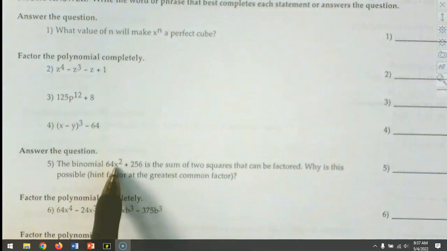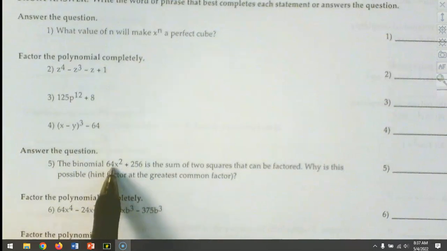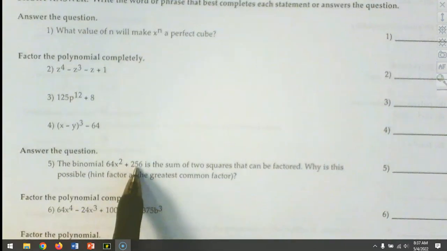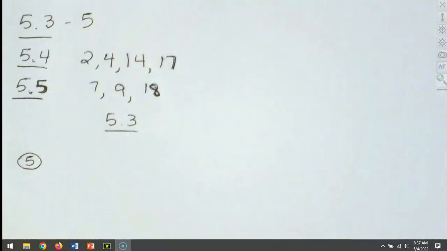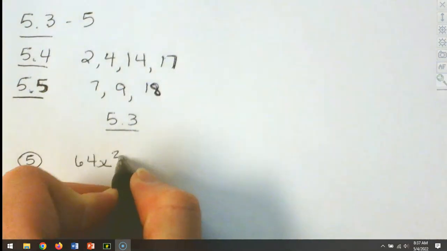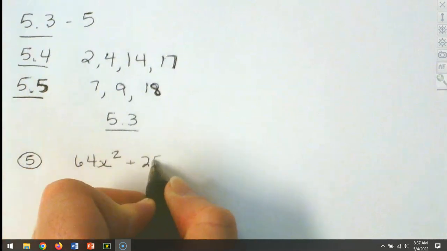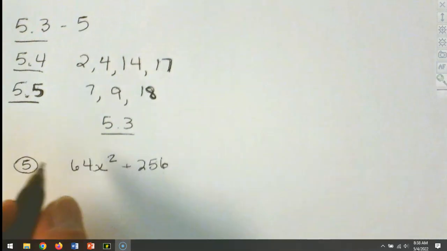So we need to look and see if something's in common. So we want our greatest common factor. Now, when we look at 64 and 256, we need to see if we can factor something out first. We can't factor it as a sum of squares, because sums of squares do not factor. Only differences do. But we can look and see if we can take a variable out or if we can take a number out. And it looks like they both have something in common. And let's see if 64 is in common with both of them. I think it is. Yep, both of these have a 64 in common.